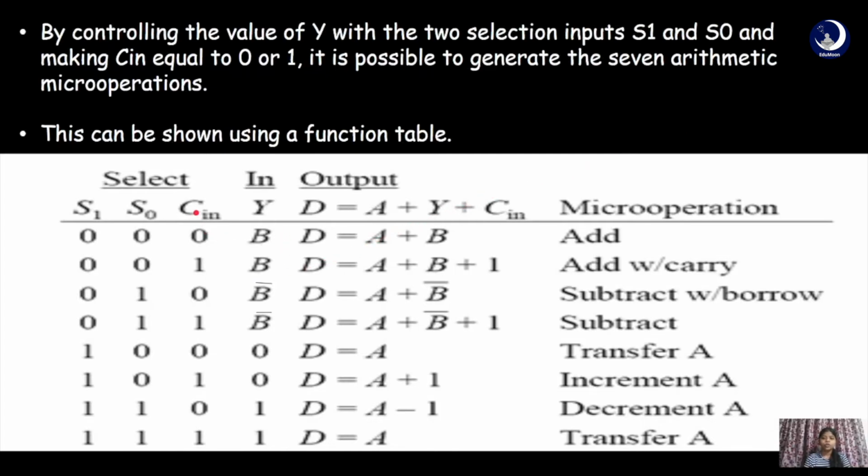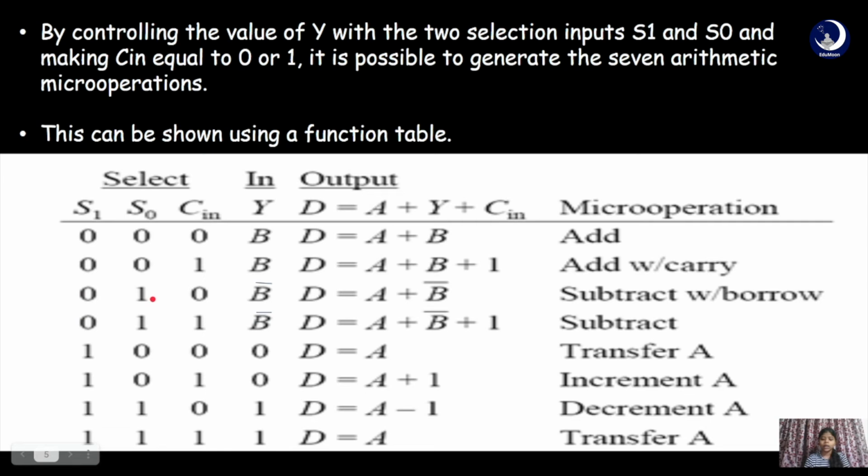So when S1, S0 equal to 0, 0, Y equals B. And Cin has two possible values, 0 and 1. When Cin equals 0, then D is equal to A plus Y, which is B, plus Cin, which is 0. So D equals A plus B, which is nothing but the addition operation. When Cin equals 1, D is equal to A plus Y, B, plus Cin 1. So D equals A plus B plus 1, which is nothing but addition with carry.